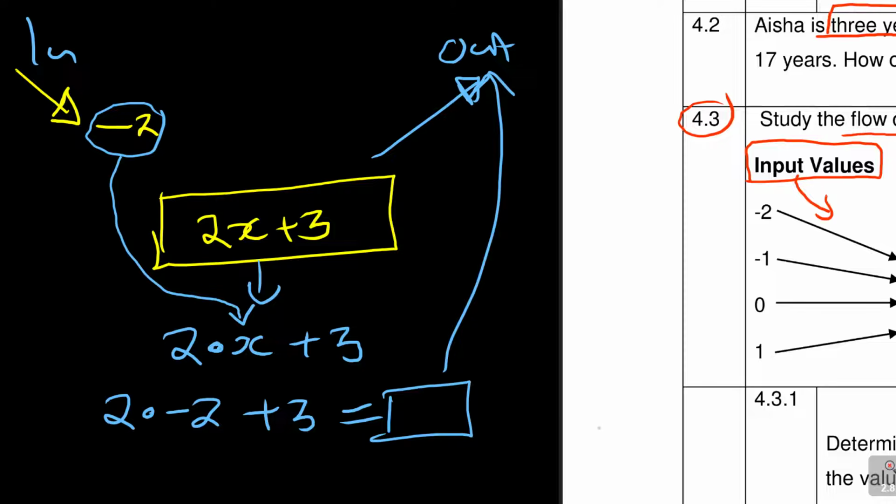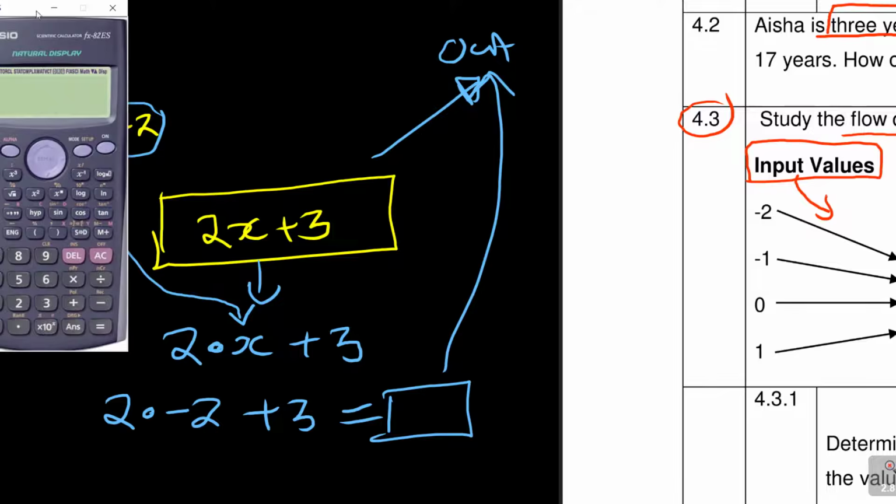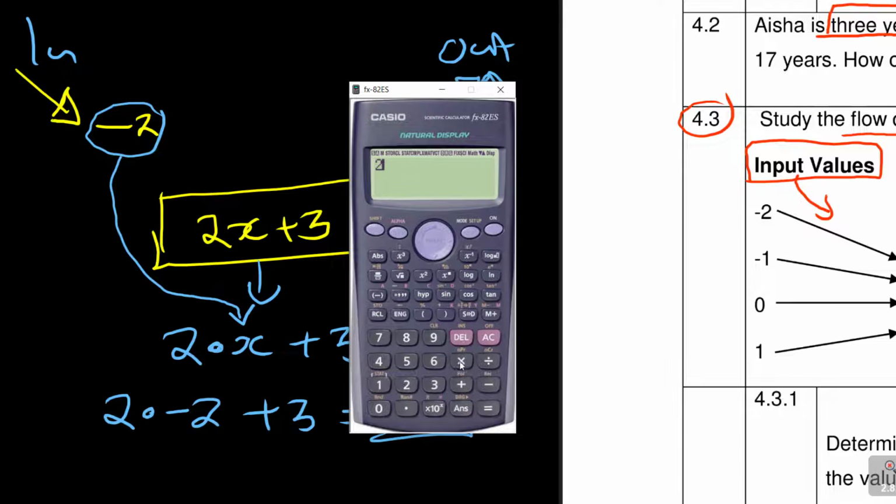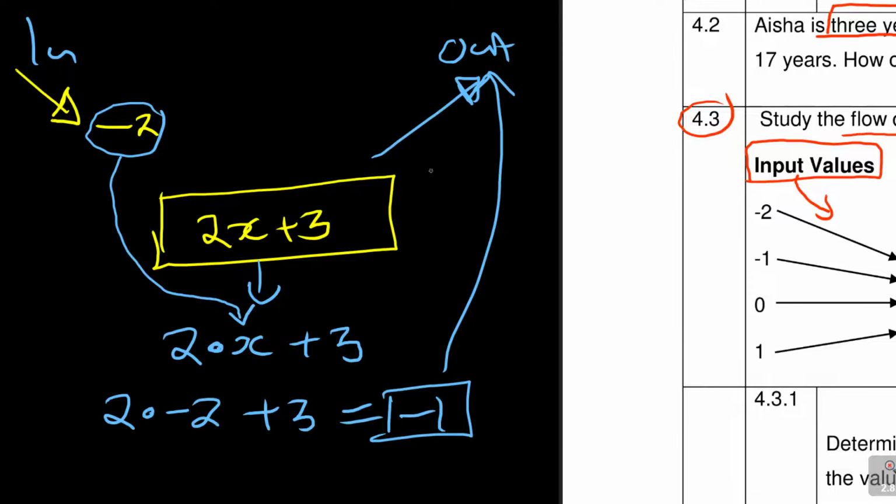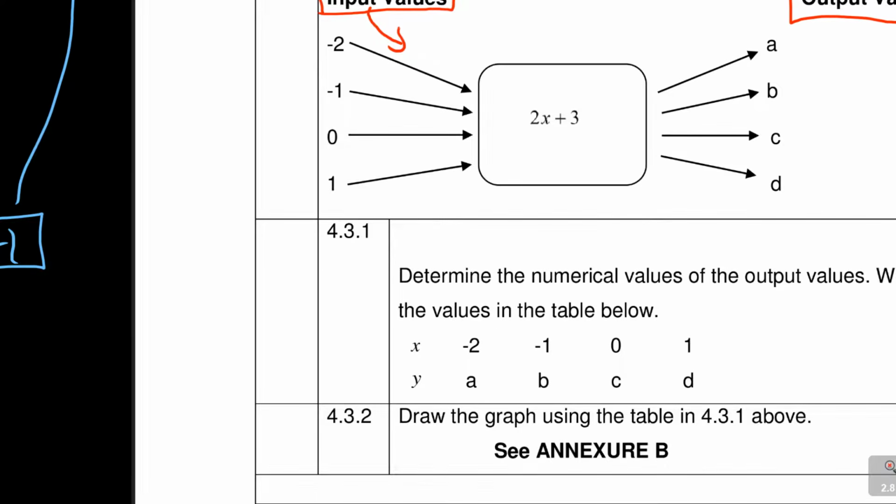So use a calculator. Don't stress now. It's 2 times -2. You can use this minus. I prefer that one, but others prefer this minus. -2 plus 3 equal to, you get -1. So this -1 is your output. Are you with me? So the answer that they expected here, A is equal to -1. You see? Trust me, it's not difficult.